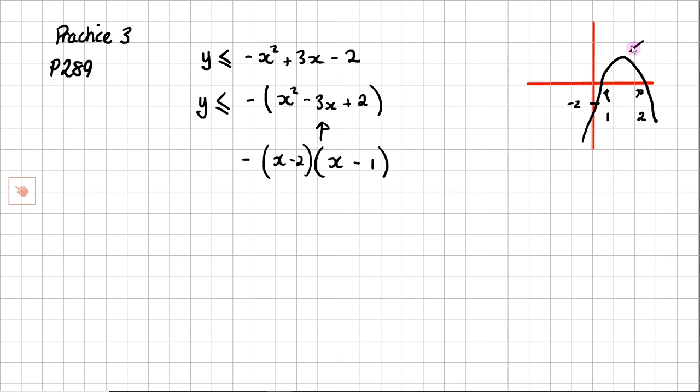I need the vertex. I've got to get that in the right place. How can I do vertex? There's 2 ways now. Wait, how do you know it's not an asymptote? How do you know there's no asymptote again? Anyone? Yeah. Because it's not a rational function.